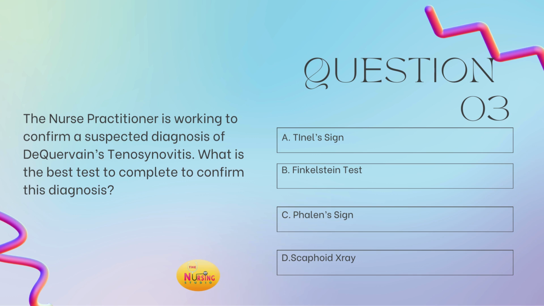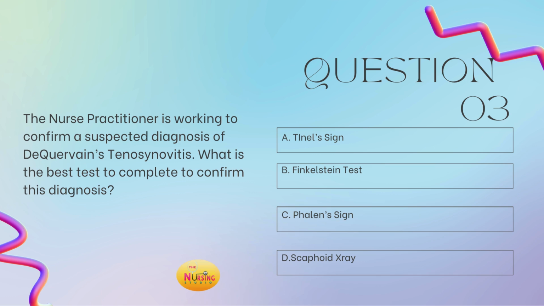All right, so the stem of the question states, what is the best test to complete to confirm this diagnosis? So, okay, what are we doing to confirm the diagnosis and what is the diagnosis? So here, they're suspecting de Quervain's tenosynovitis. So you need to know the gold standard exam and diagnostic test that is done to confirm a diagnosis. So if you are stuck, you want to start to do process of elimination, right?